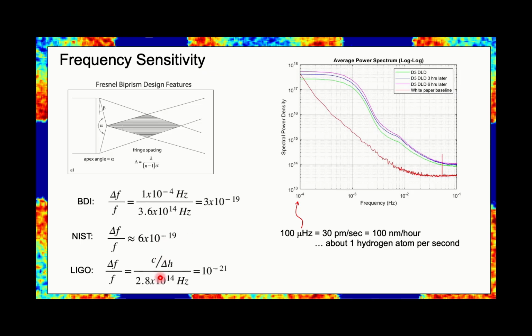LIGO is another factor of 100 even better than the atomic clocks. That actually gets down to 10 to the minus 21. And so you can argue that this is the most sensitive measurement ever made by mankind.